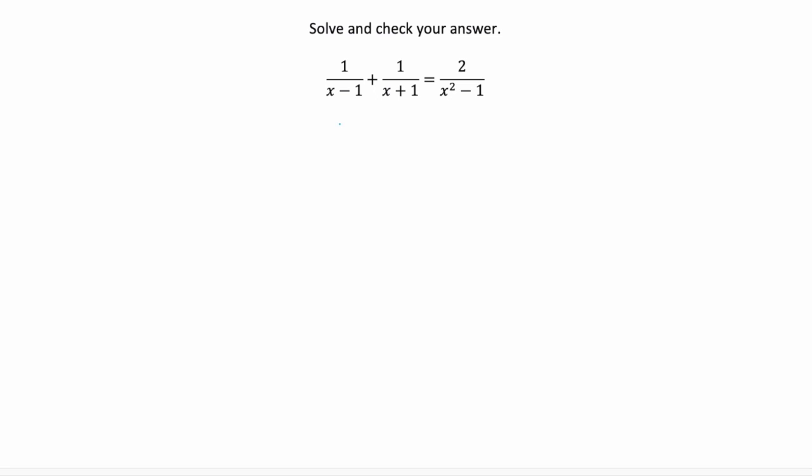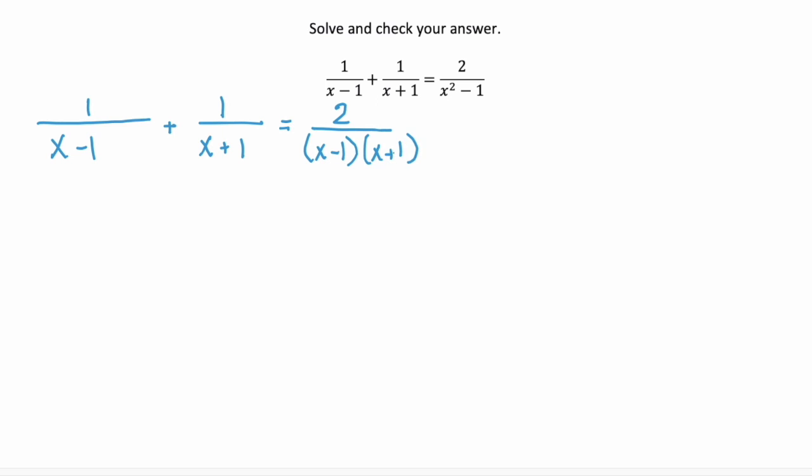And notice that this equation has some rational expressions, and we have some denominators that can be factored. So your first step is to factor anything you can factor. We're doing that because we're trying to find that least common denominator. So the only thing that can factor is that last term on the far right. That's a difference of squares, so it's x minus 1, x plus 1.